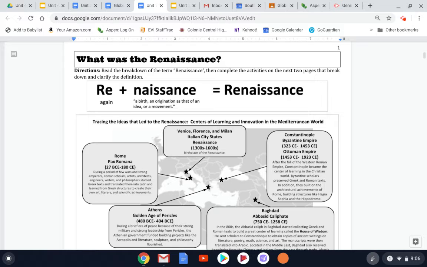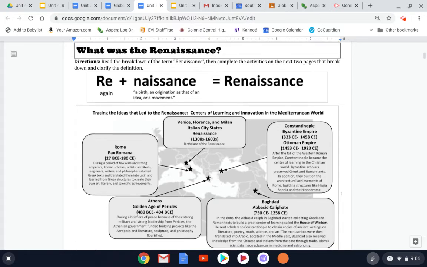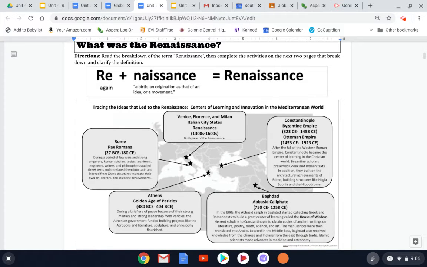What was the Renaissance at the top of page 1? Like I said, the first couple pages will give us a breakdown of this term Renaissance. And we're going to complete a couple activities on the next couple pages that clarifies what that means. All right, so let's look at this word breakdown.